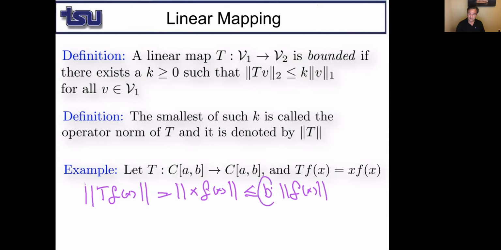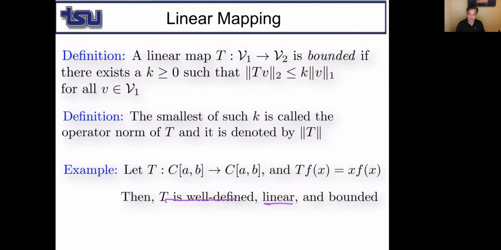So yes, it is bounded because we know that x is between a and b, and if I take b, or absolute value of b actually to be more precise, okay, if I take the absolute value of b, then yes, we have a k. So that means that it is bounded, okay? So this is what it says. T is well-defined, linear, and bounded.